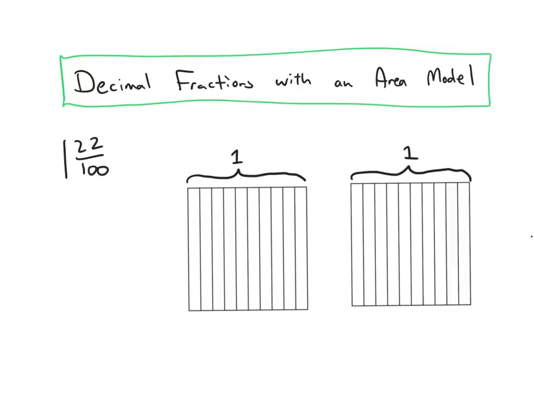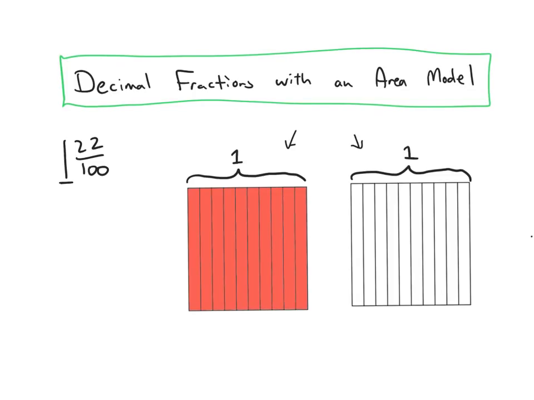You can see here that I have two squares, two area models, and each of them is equal to one whole. So to start, I'm going to fill in one of them completely because I know in my number, 1 and 22 hundredths, I have one whole. So I'm going to fill in the first area model completely here. So I've represented the one whole right here. So now all I need to do is represent the 22 hundredths.